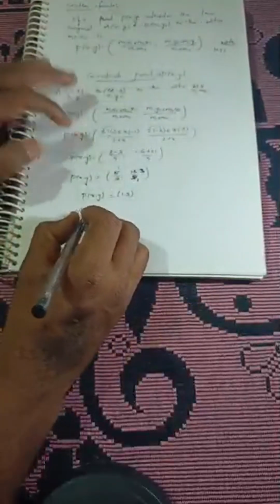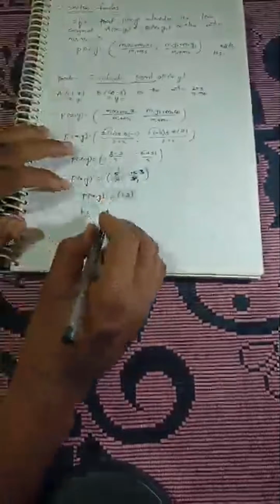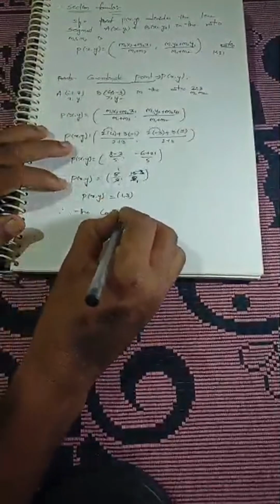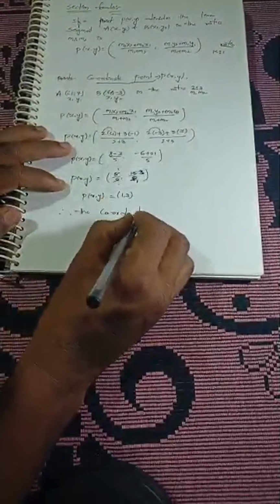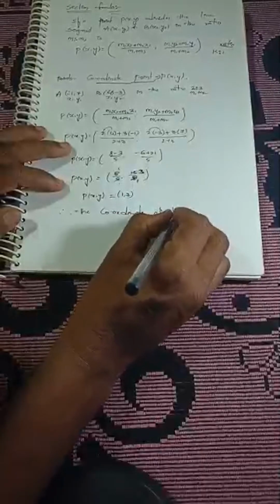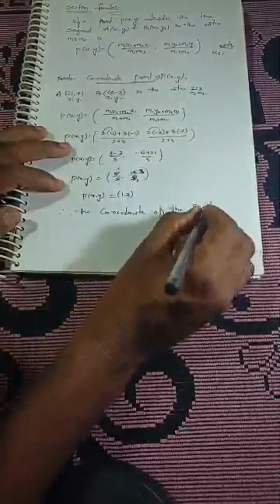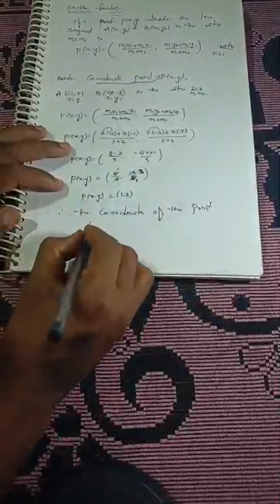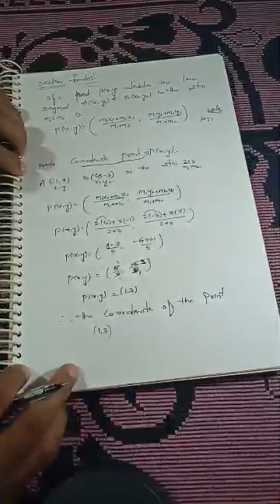Therefore, the coordinates of the point are (1, 3). So like this we have to do this problem.